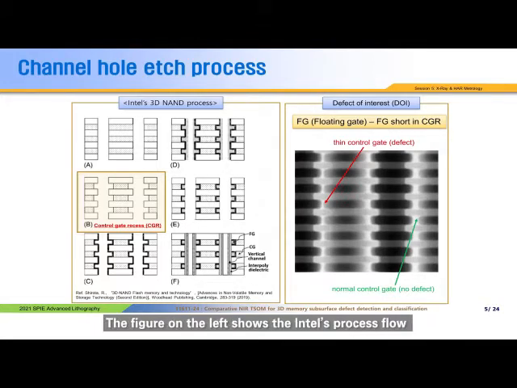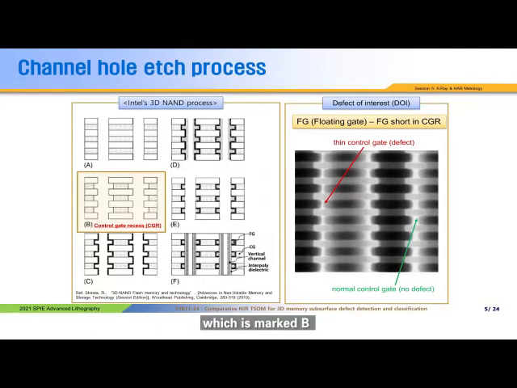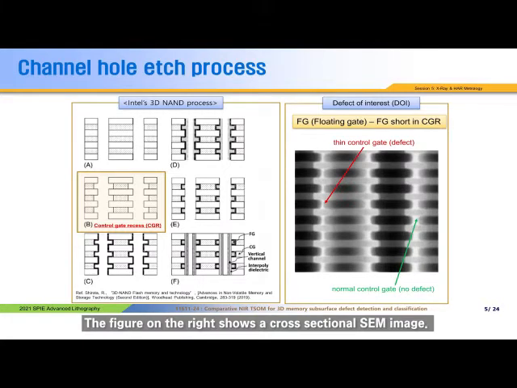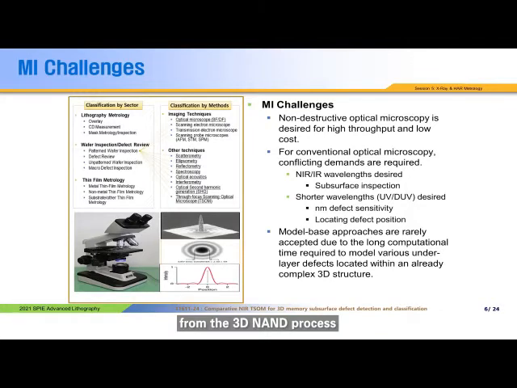The figure on the left shows Intel's process flow, and we are particularly interested in the control gate process, which is marked B. The figure on the right shows a cross-sectional SEM image. We can see normal thickness control gate and also thin or short control gate, which we want to detect and classify.